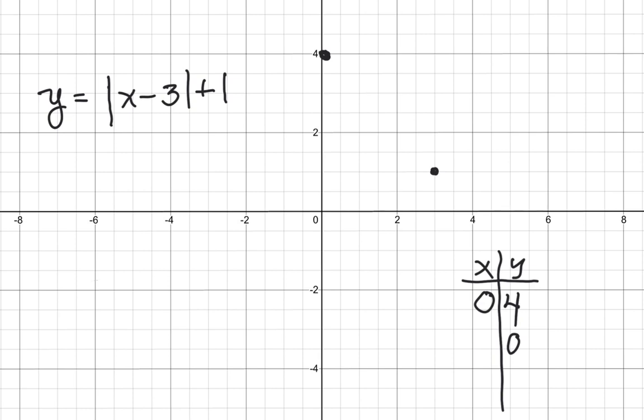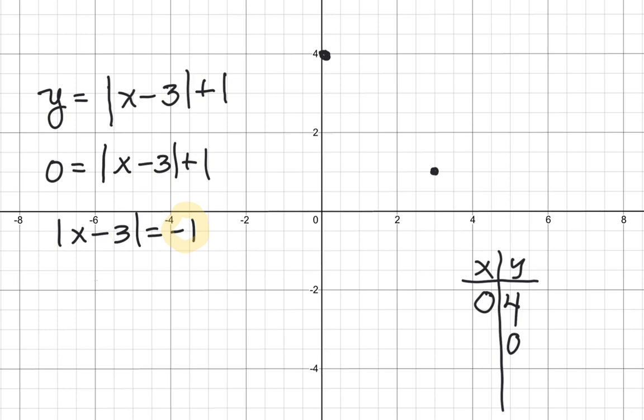So again, to find the x-intercepts, I'm going to let y be 0 and solve for x. 0 equals the absolute value of x minus 3, plus 1. And now, hey, this is one of those absolute value equations that we've been solving all year. So I'm going to isolate the absolute value by subtracting the 1 from both sides. That would give me absolute value of x minus 3 equals negative 1. And at this point, if I remember, the absolute value cannot equal a negative. That would mean this equation has no solutions, which is why there are no x-intercepts.